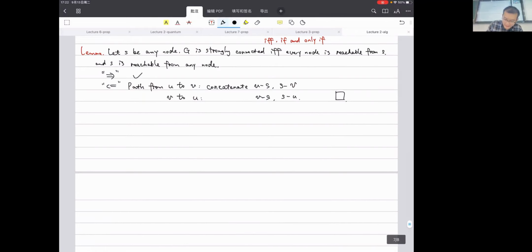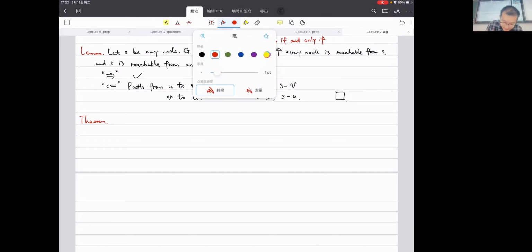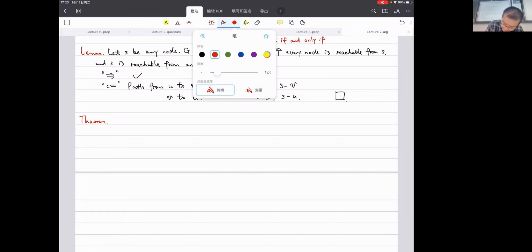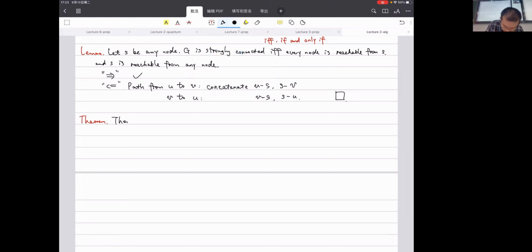In general, we want to consider the running time of determining strong connectivity. Based on the lecture today, it is natural to imagine that this is going to take time O of n plus m, and this is actually the case. So there's an algorithm.